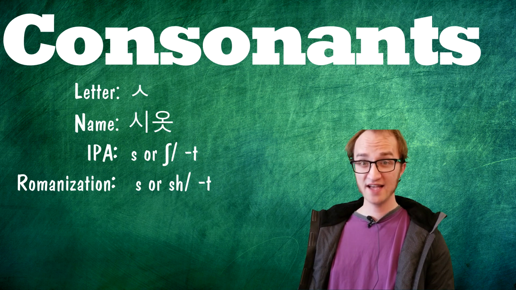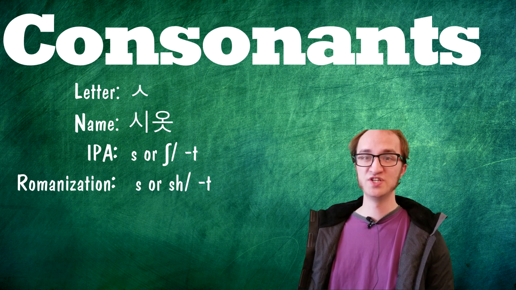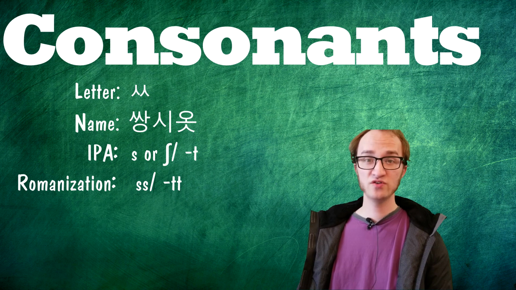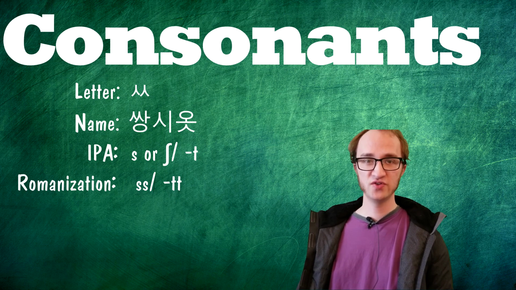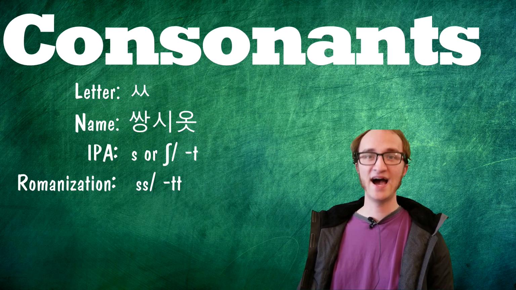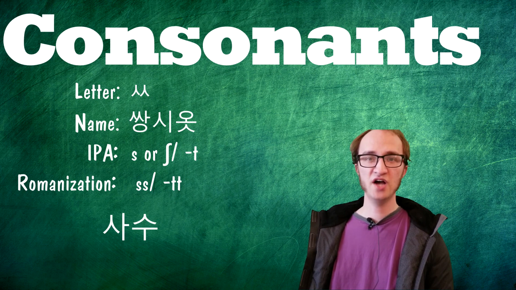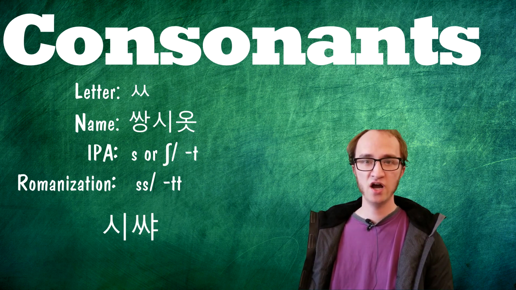Tiot is the last letter with a tensed form, which is 상tiot. 상tiot follows the same E rule, becoming an SH before E, and because tiot is never voiced, the only difference between tiot and 상tiot is that 상tiot is pronounced at a higher pitch. So if this is sasu, that makes this sasu. Sasu, sasu. This is shisha, and this is shisha.